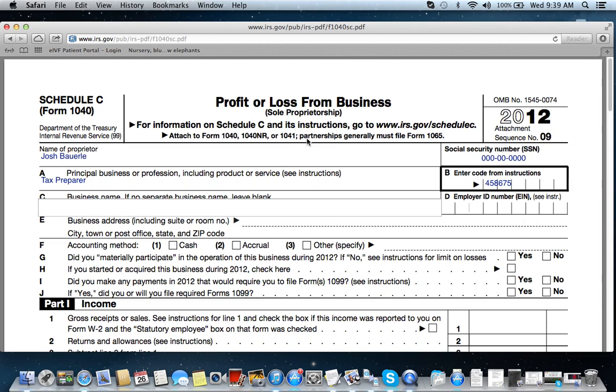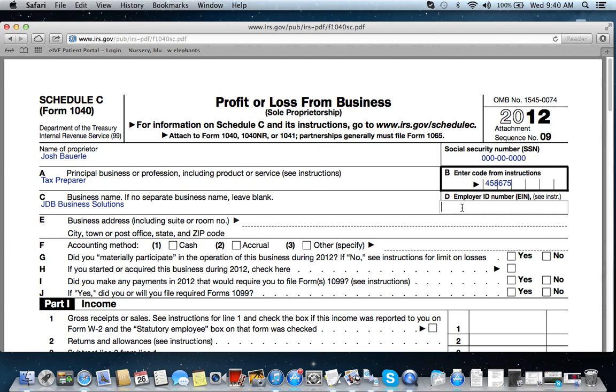Business name. If you never set up a business entity, this could just be your name, in which case you won't fill this out. If you did register with the state as an official business, you're going to put your actual name here. So in my case, it will be JDB Business Solutions.